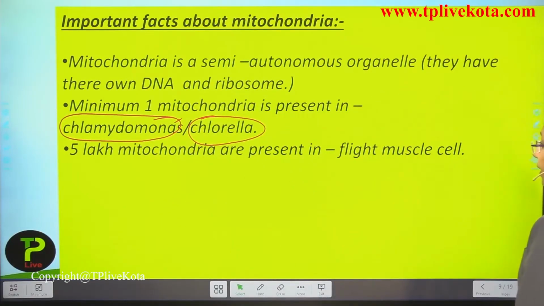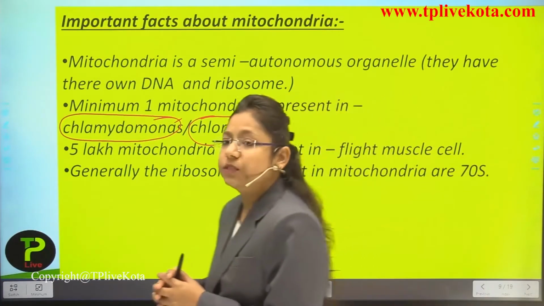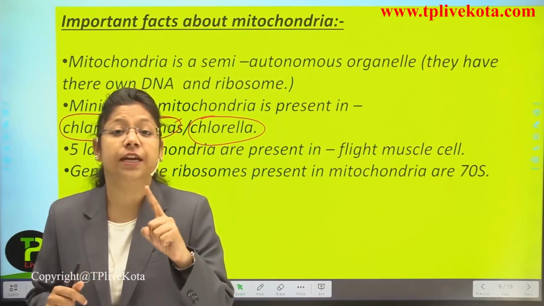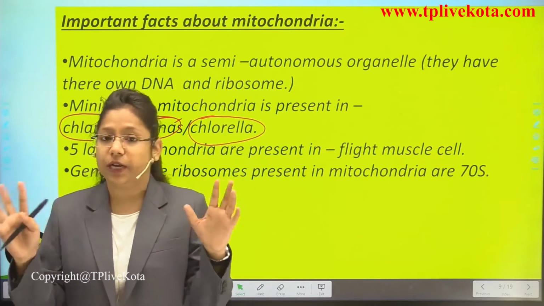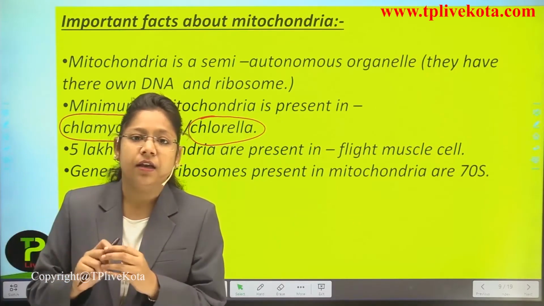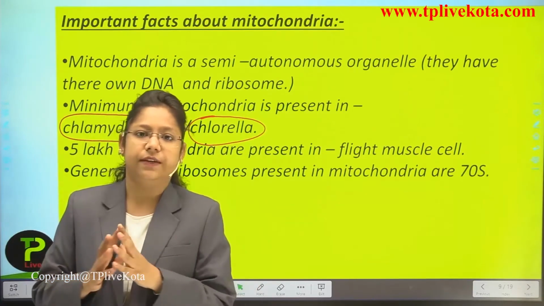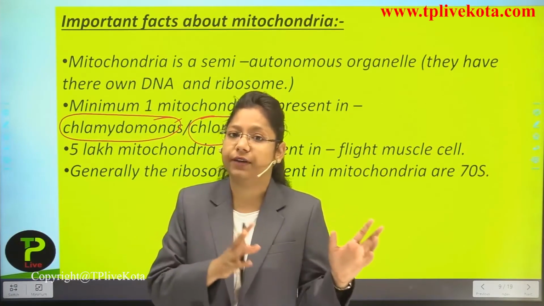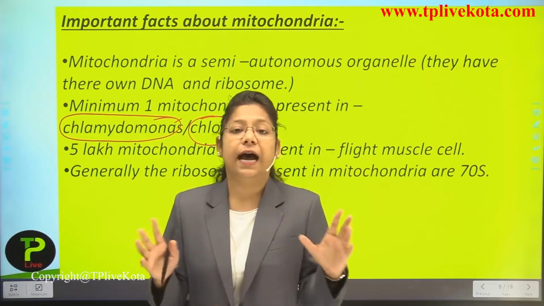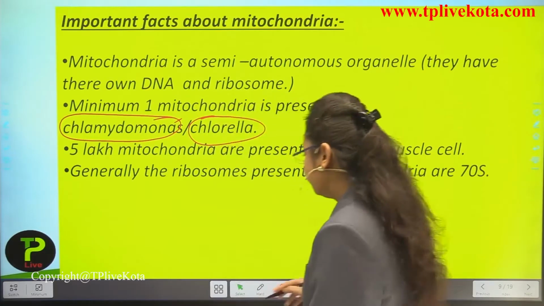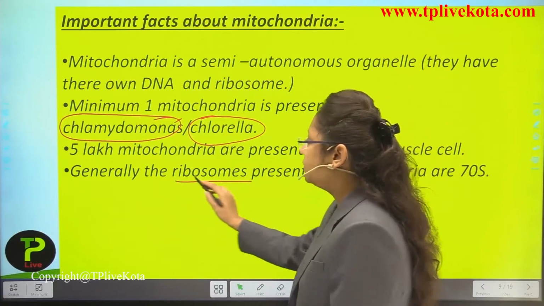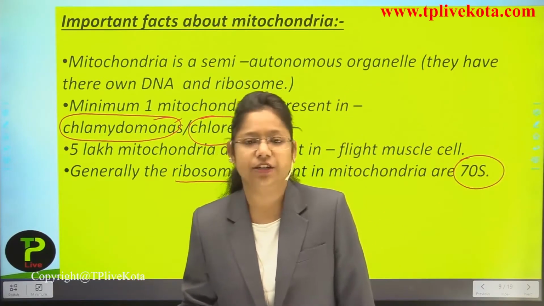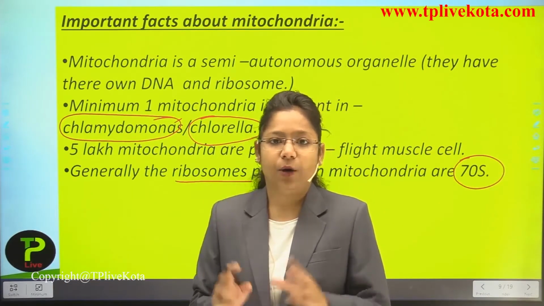The next point, which is very important for us, is that generally the ribosomes present inside the mitochondria are 70S. What is the word I said? Generally. Generally does not mean that the ribosomes will be 70S type in every mitochondrion. I said the word generally here. So remember students, generally ribosomes are of 70S type. Here S stands for the sedimentation rate, which we will discuss when we study the ribosomal part.